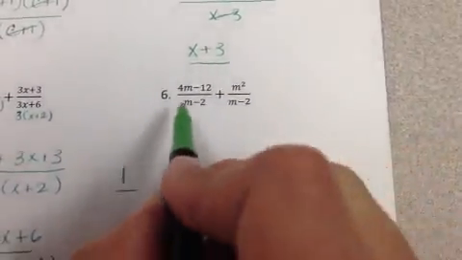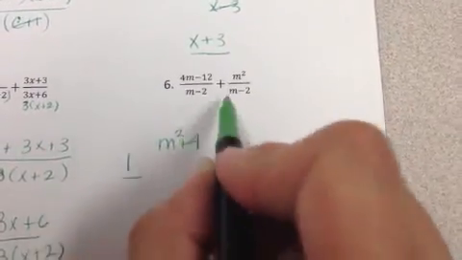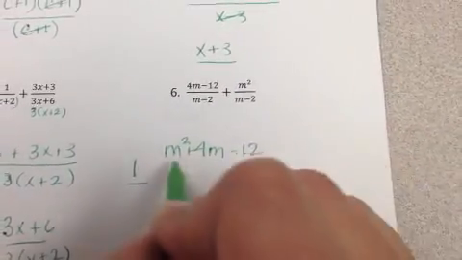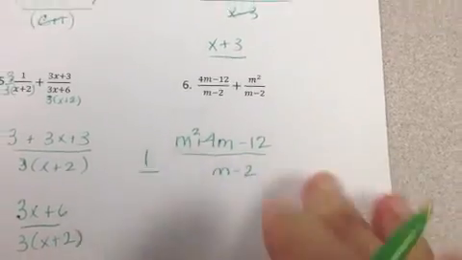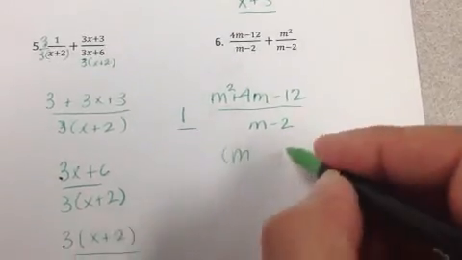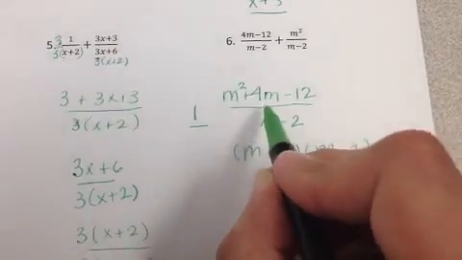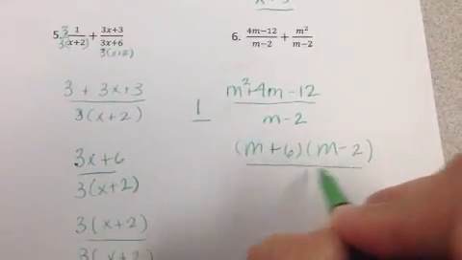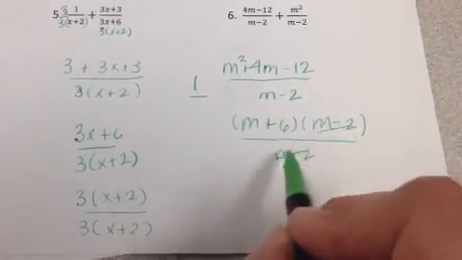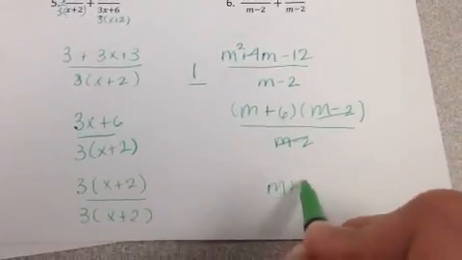Okay, on number 6, I do have a common denominator. I'm going to go ahead and put it in standard form, so in descending order. So I have (m squared + 4m - 12) over (m - 2). Need to factor the numerator. My factors are 12 with a difference of 4. And that's going to be 6 and 2, with my 6 being positive because the larger number is positive. Cancel out the like factors there, because (m - 2) divided by (m - 2) is the same thing. And that leaves us with m + 6.